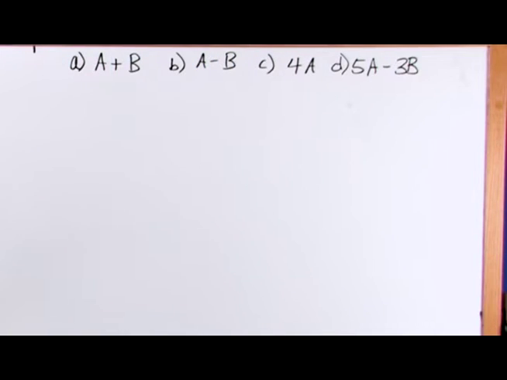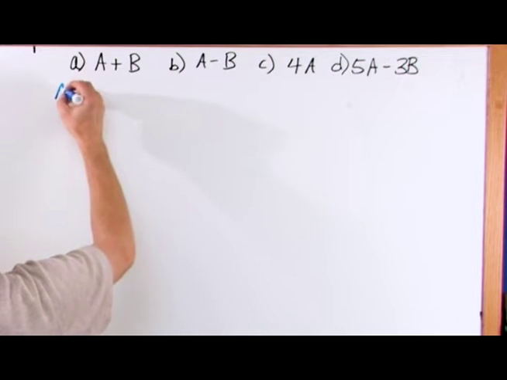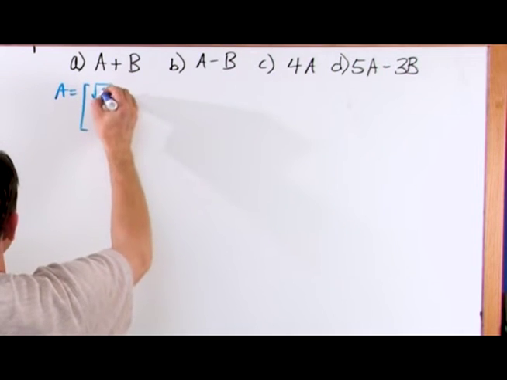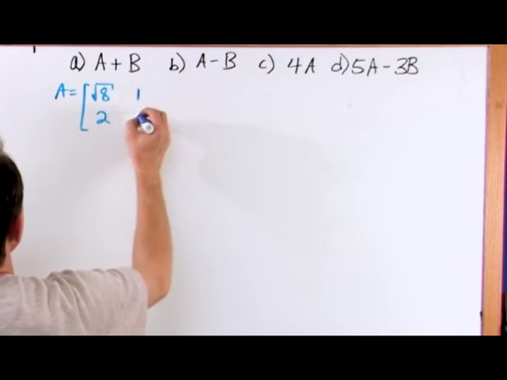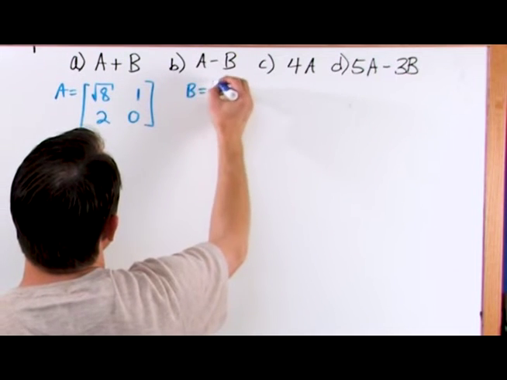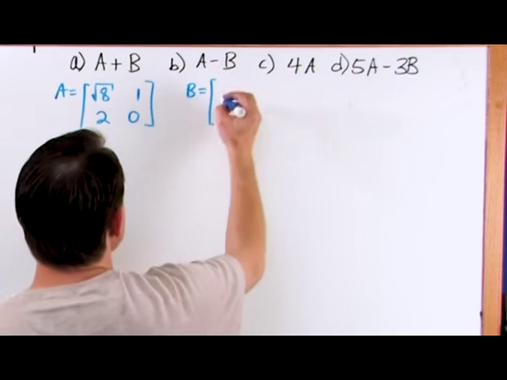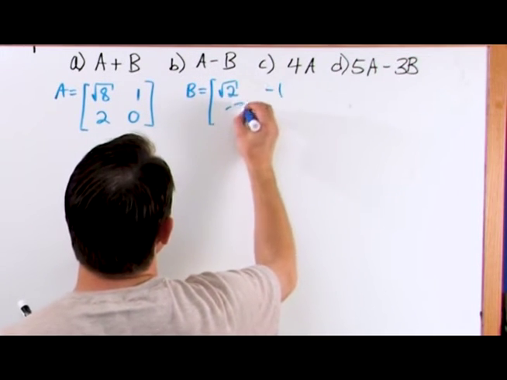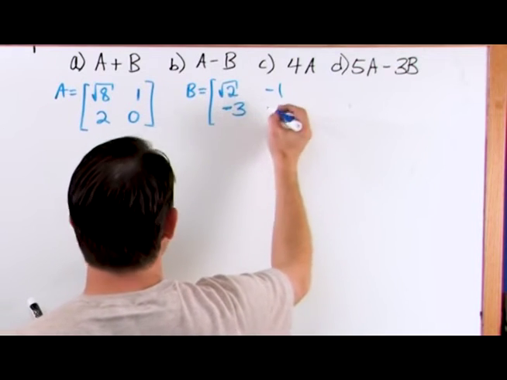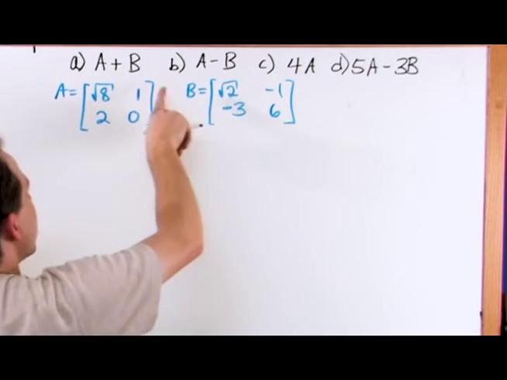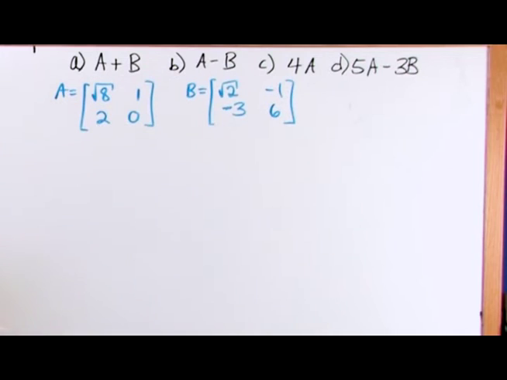Okay, now for the next problem, let's say the matrix A was given by the square root of 8, 1, 2, 0. Okay, and matrix B was given by the square root of 2, negative 1, negative 3, and 6. Okay, so again, don't get upset because there's a square root in there. Those are just numbers. The square root of 8 is a number. The square root of 2 is a number. There's nothing more to it than that.